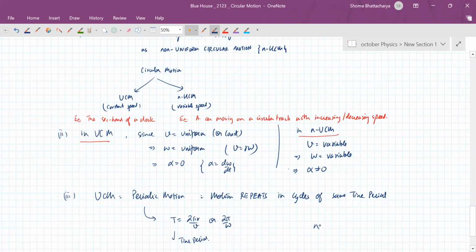Whereas non-uniform circular motion is a non-periodic motion. It does not repeat itself in definite time periods. So it does not have any so-called time period because every cycle happens with a changing time.